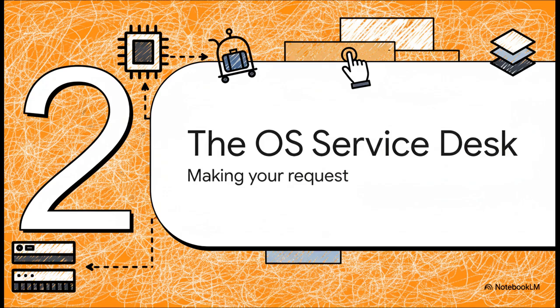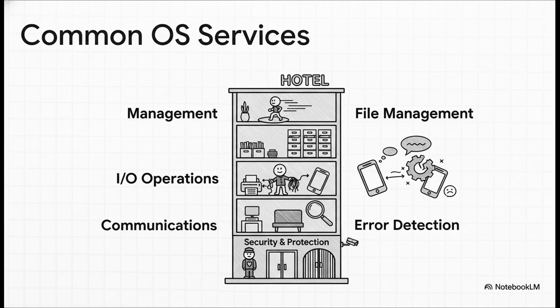Okay, so you've walked up to the front desk and made a request. Let's say you want to copy a file from one folder to another. What happens next? This is where the OS really starts to earn its keep. The OS provides this huge suite of services, kind of like all the different departments in our hotel. You've got program execution, which is like the events team launching a party. File management, that's the records department. I/O operations handles all the external gear, printers, cameras, and of course, you have security guards at every single door.